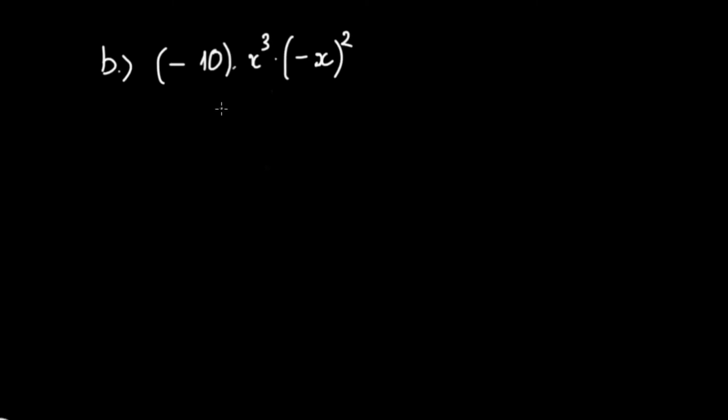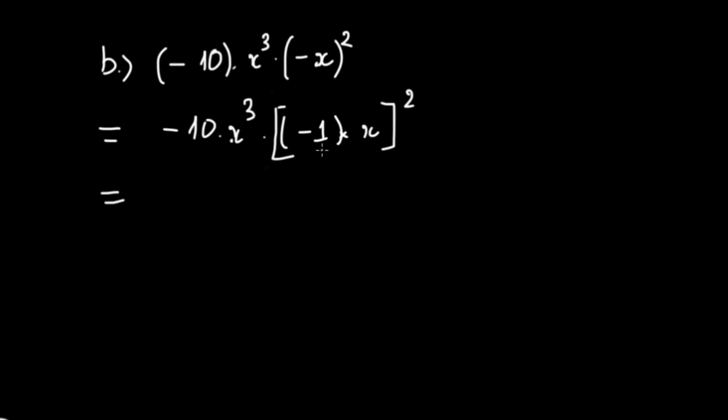Let's work on question B. We have negative 10 times x to the third times negative x squared equal negative 10 x to the third times, we see inside the parentheses we have negative 1 times x, right? Squared. This is a product of two numbers, negative 1 and x. So the power of 2 outside right here will be applied to each term inside.